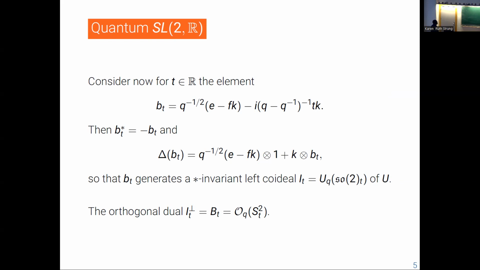Now for a parameter t, we consider these elements here, this element B_t inside the I_t, with this star structure and the coproduct. It was shown by Koelink and Rosengren that this element B_t in fact generates the left coideal algebra I_t inside U. And it is also known that the orthogonal dual of this left coideal is in fact this algebra D_t here.